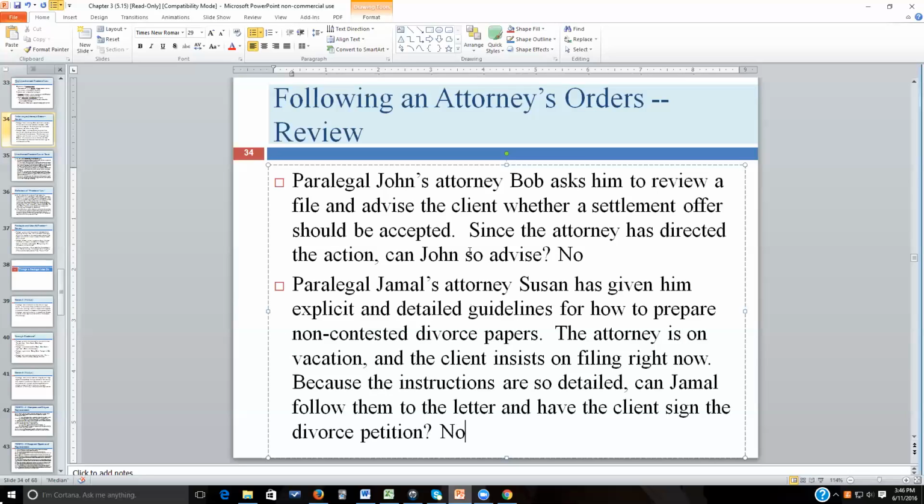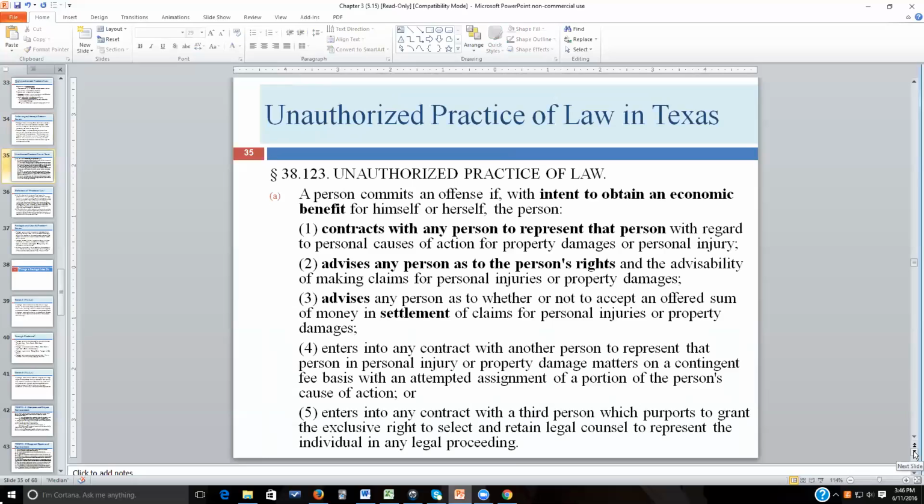So both of these are no. And they're no because after the advice is developed, there needs to be that middle step where the paralegal goes to the attorney. Here is our Texas statute on the unauthorized practice of law.